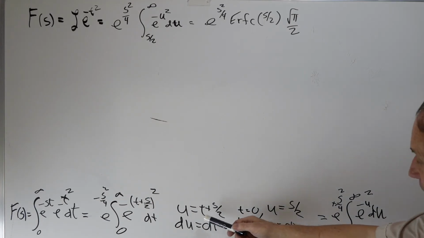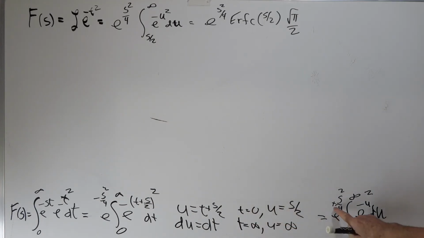Okay, so here we are. I made a slight mistake. This shouldn't be a minus sign. This is a plus sign on e to the s squared over 4. So we got to this point. We recognize this as being the complementary error function.